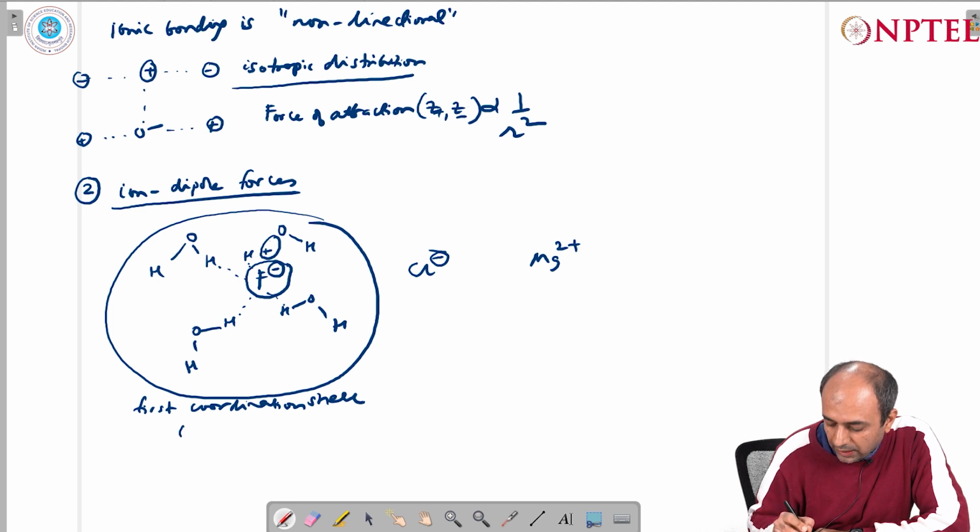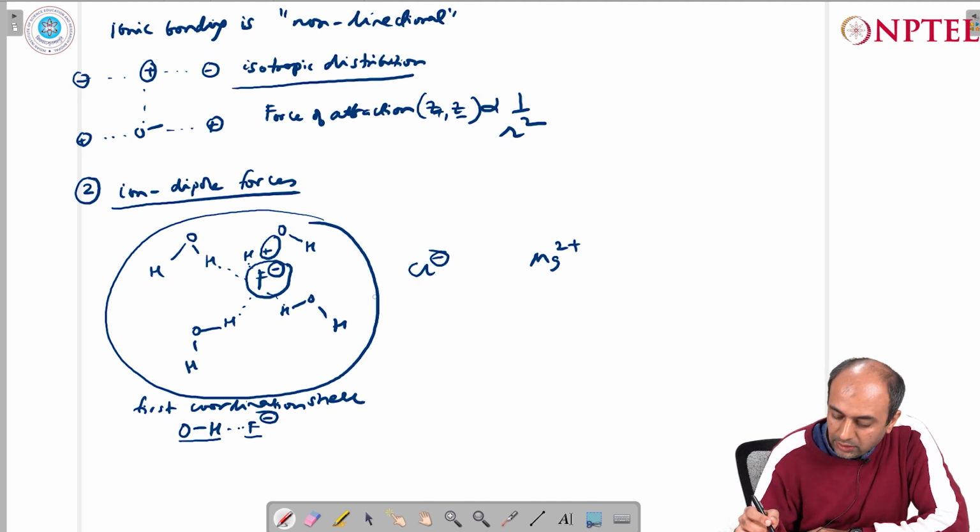You can see that there are O-H...F minus hydrogen bonds, and hydrogen bond is essentially a class of dipole-dipole interactions, which we will discuss next. But as of now, we can see very clearly that the O-H polar bond interacts with the fluoride ion, and it extensively solvates the fluoride ion, as you can see here, and you have these ion-dipole interactions. A similar thing can also happen with, for example, a polar solvent like acetonitrile.